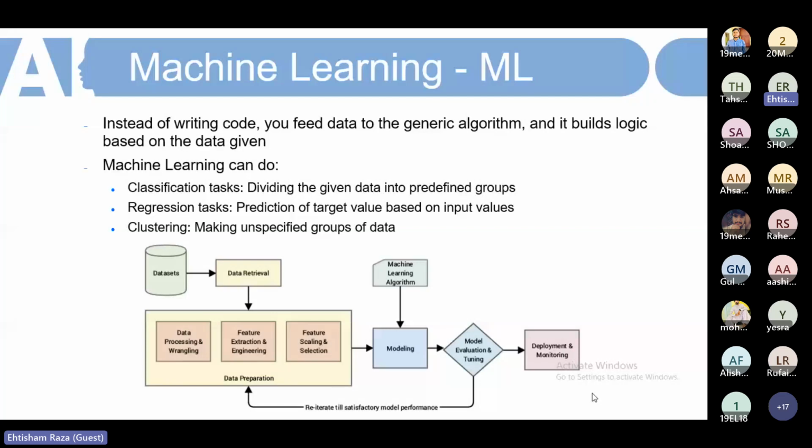Similarly, if you have to predict whether a person has cancer or not, this is a classification task: either a person has cancer, yes or no. If you have to perform this task using machine learning, you can take data of cancerous people and people without cancer. Let's say for cancerous people, their tumor size may be bigger compared to normal people.